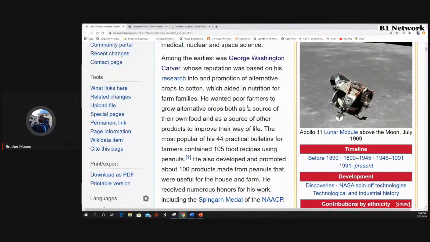He wanted poor farmers to grow alternative crops, both as a source for their own food and as a source of other products to improve their way of life as business. It didn't become a real viable business model until the 1930s, when it was like $200 million. Let that hit somebody right across their face. $200 million a year. And that's why we talk about them.